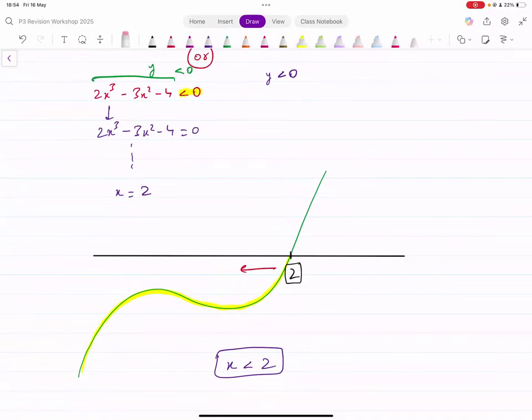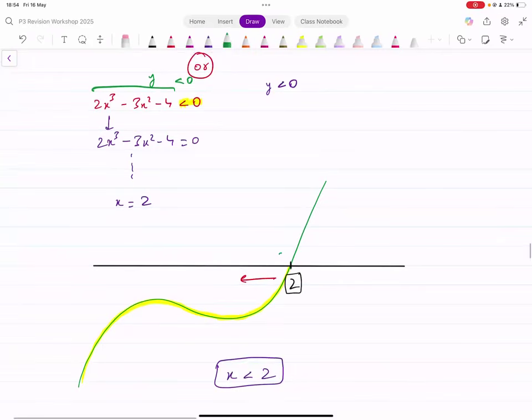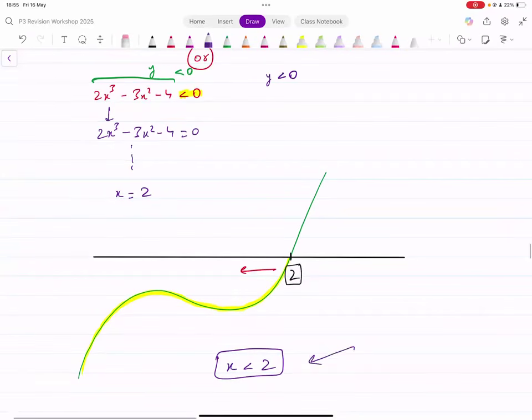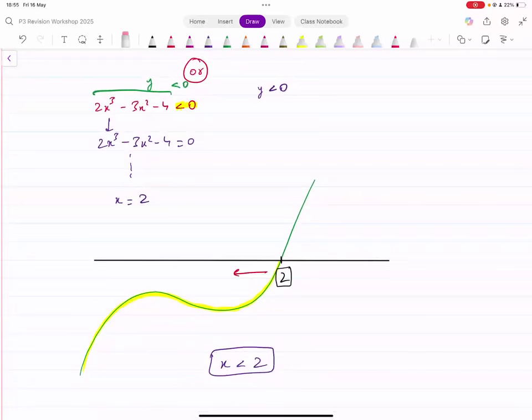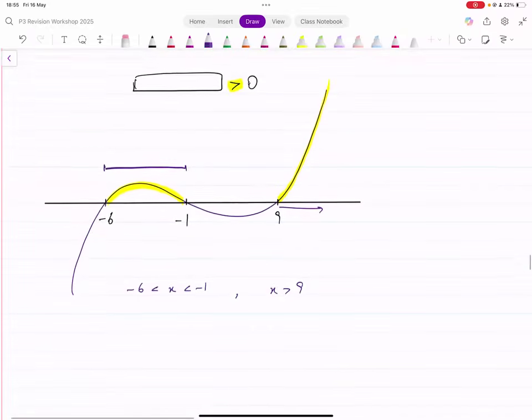What are the corresponding values of x that you get from that? x is to the left of 2. So you write that as the answer: x is less than 2. That's your final solution using the graph. Now, in this case, there was only one x-intercept, so we had to draw the x-axis such that it only intersects at one point. Sometimes you can have multiple x-intercepts as well.